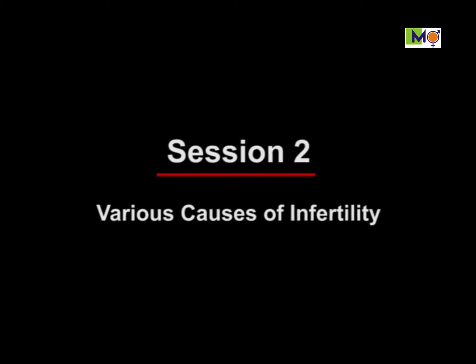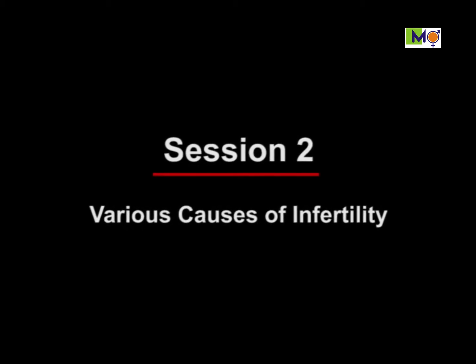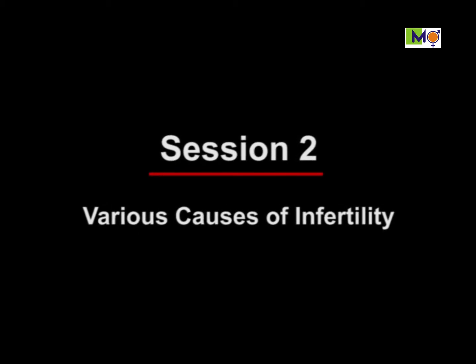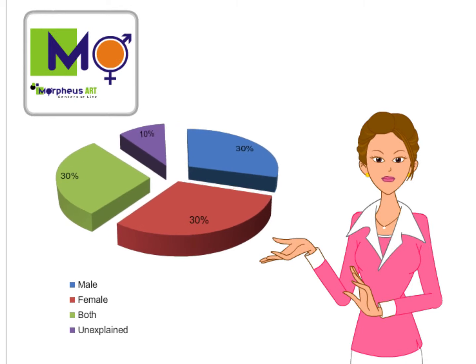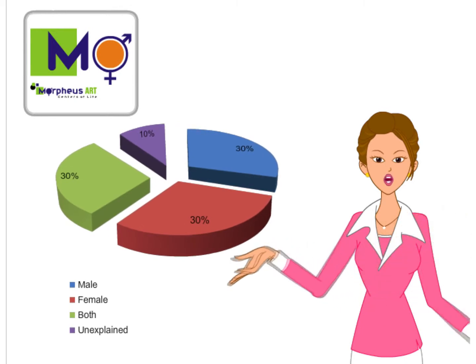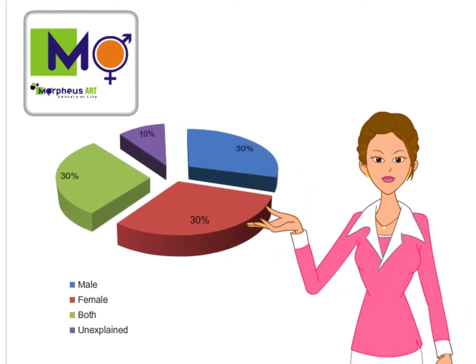There can be various causes which interrupt this normal course of events and lead to infertility. Incidence of infertility is shared equally between males and females. Sometimes, after running all the possible tests, no cause can be found for approximately 10% of couples, in which case it is called unexplained infertility.